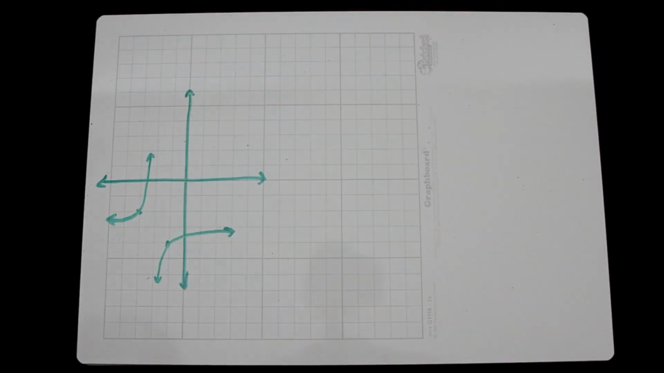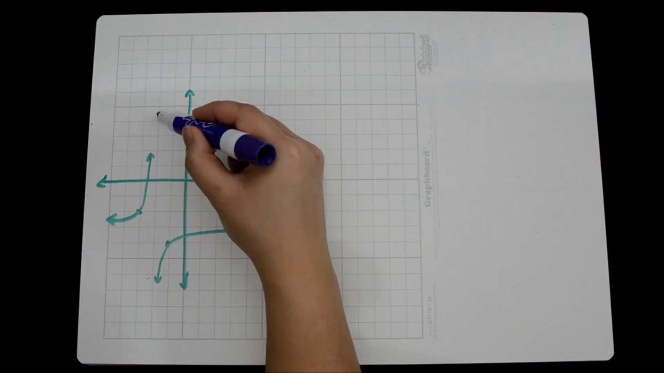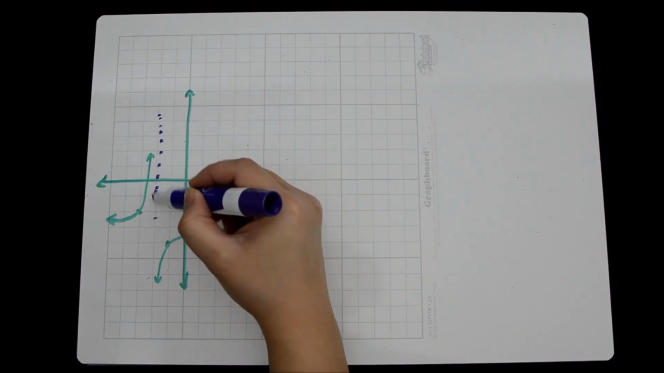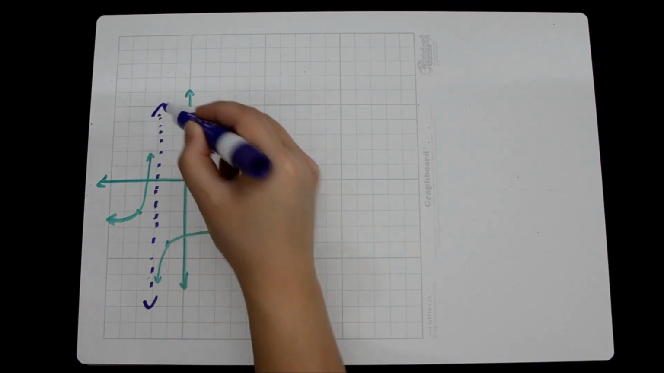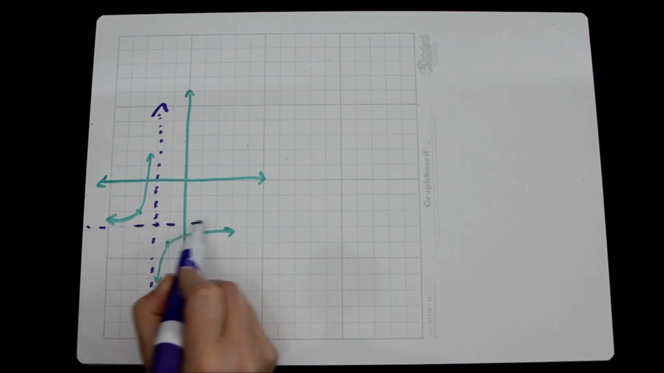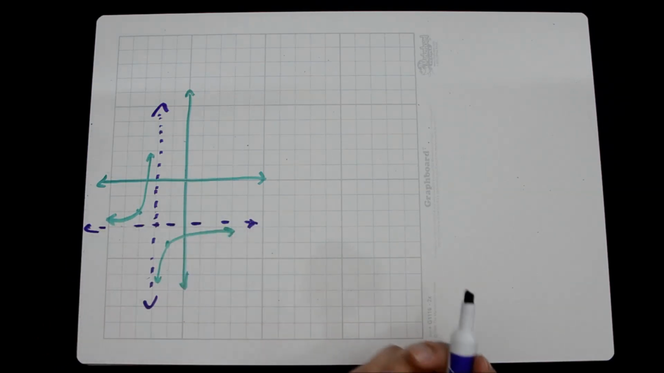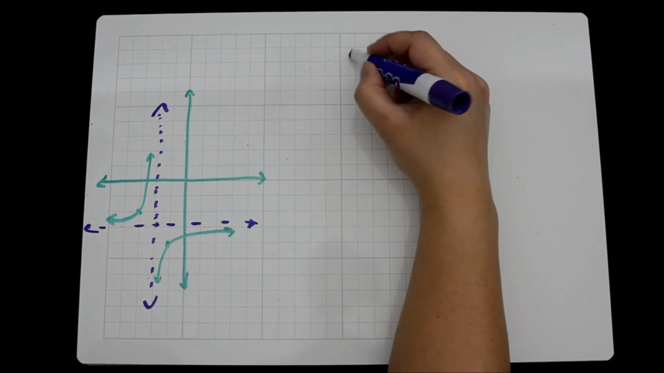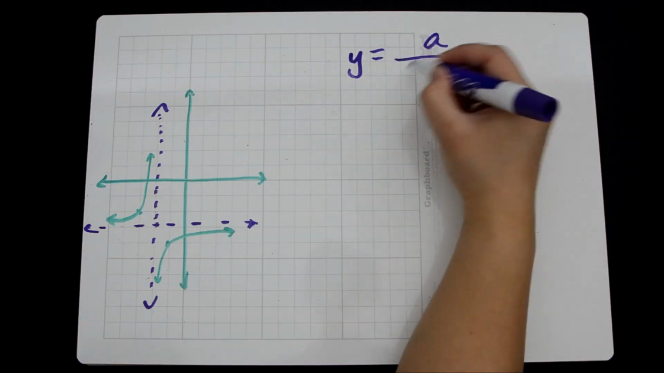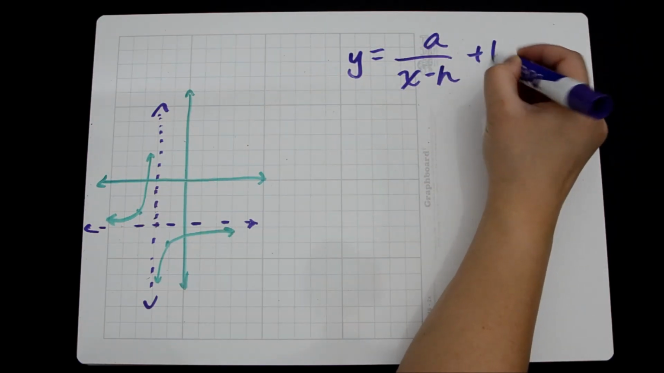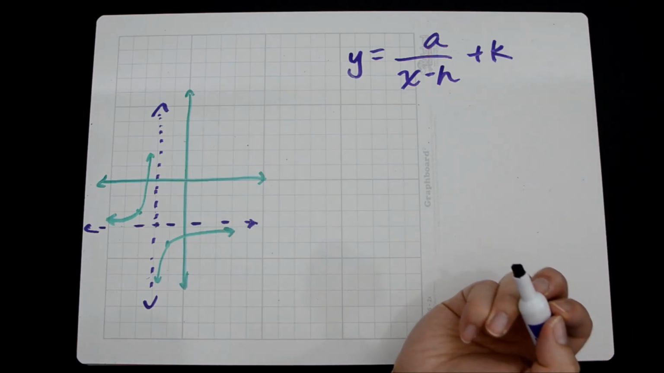Again, the first thing that we want to do is identify our asymptotes. That's going to tell us our h and our k value. So we have a vertical asymptote at -2 and a horizontal asymptote at -3. And let's go ahead and rewrite our transformation function so we know what we're substituting in. And let's go ahead and identify a point.